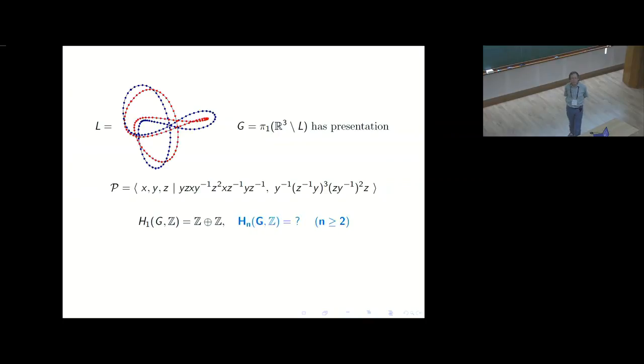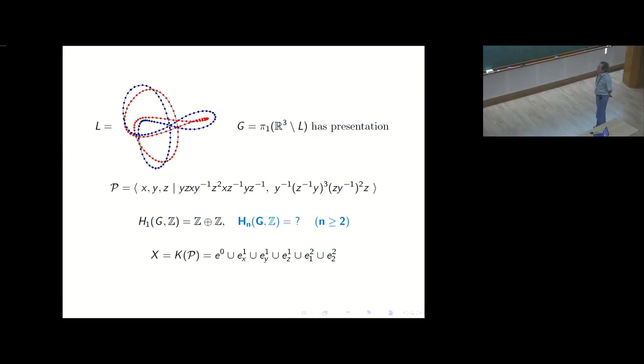But what happens if you want higher homology? There's a bit of a problem, because you have to construct somehow a space on which G acts, the space has to be contractible and so on. So what do we do? Well, there are various strategies.